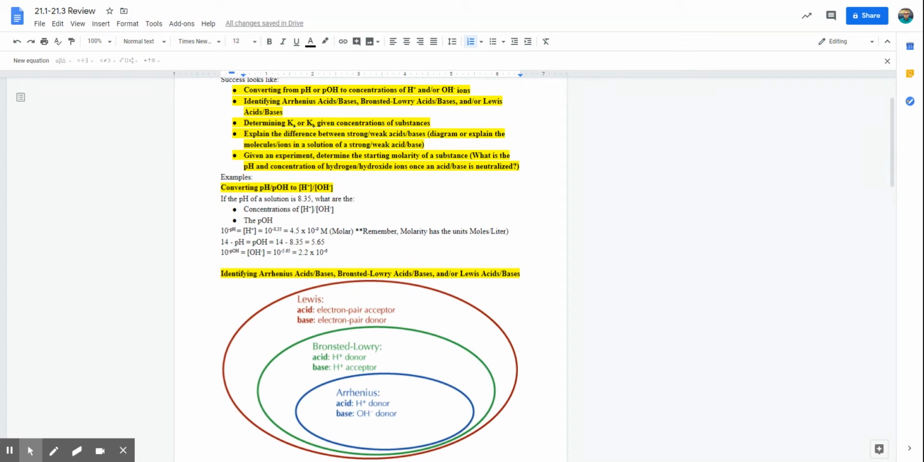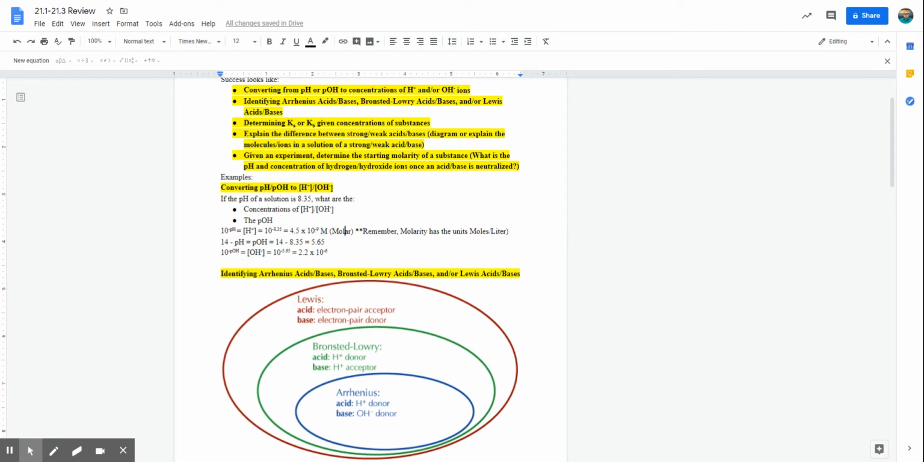Here's an example. If you have a solution that is 8.35 pH, then what are the concentrations of hydrogen and hydroxide, and then what's the pOH? If you take the pH and do 10 to the negative pH, it will give you the concentration of hydrogen ions. I did it here, and then you're given a very small value. And remember, this is in molar.